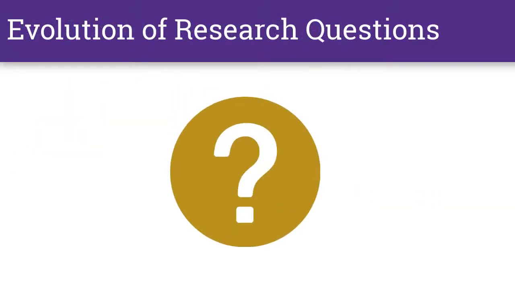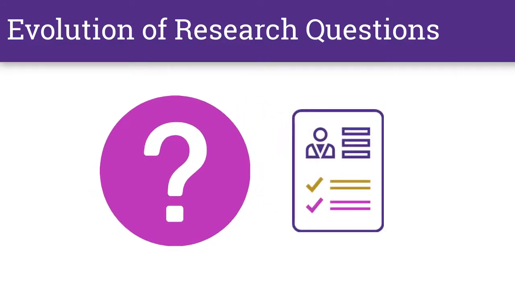Research questions may evolve as you may not know all the variables of the phenomenon you are studying before you start studying it. This evolution can happen if the initial research question does not seem to cover all of the relevant findings of the phenomenon under study.